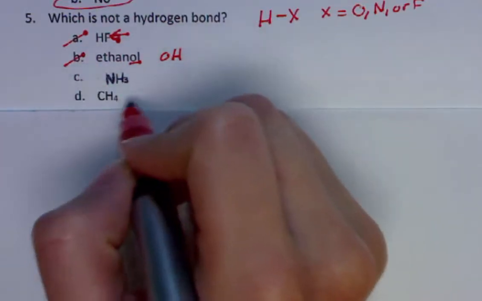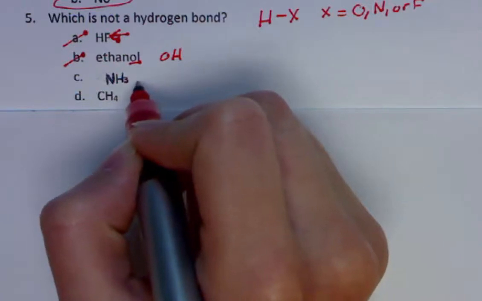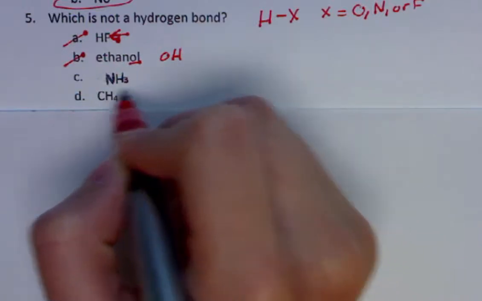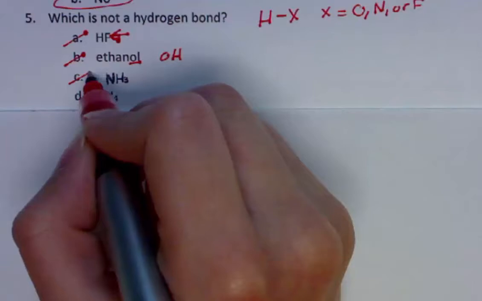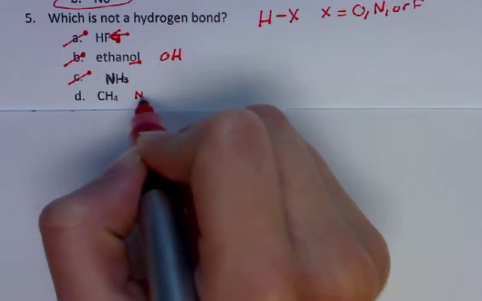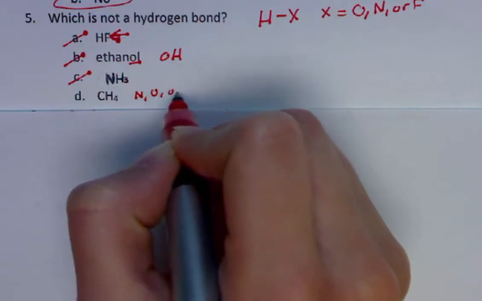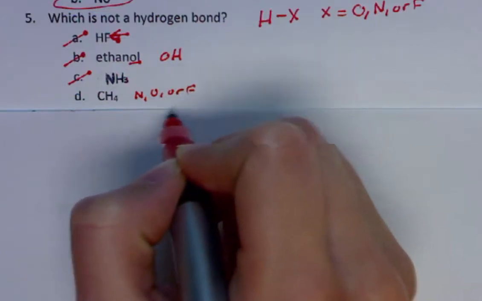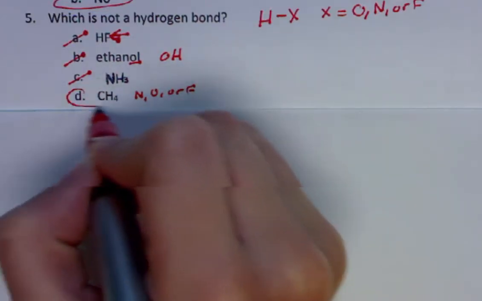Next we have ammonia. This is an N bonded to 3 H's, and it also has a hydrogen bond, and is therefore not our answer. Next we have methane, C bonded to 4 H's. Since there are no nitrogens, oxygens, or fluorines bonded here, it is our answer.